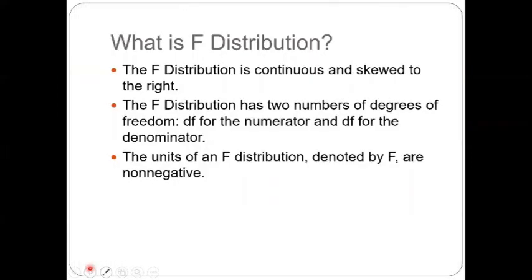Before we start ANOVA, as I said before, we have different distributions: the Z distribution, the T distribution, the K distribution, and the F distribution. The F distribution is included, or you should know it before you do analysis of variance, because we have an application of the F distribution in our discussion.